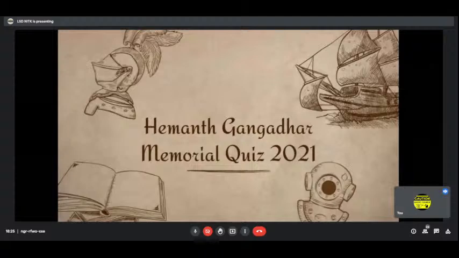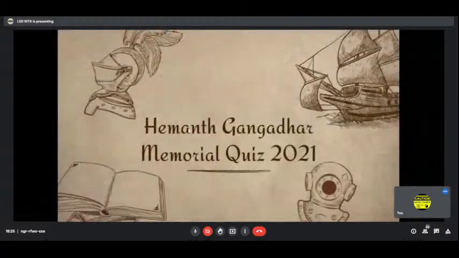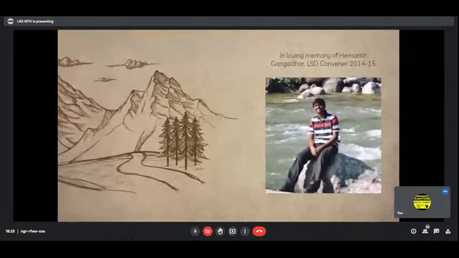To begin with, we'll share a few words about Hemanth Gangadhar and pay our respects by maintaining a minute of silence. Hemanth Gangadhar was a very motivated and inspirational person for LSD in the past, and he served as a convener for LSD in 2014-2015, and went on to bag a seat at IIM Ahmedabad immediately after college. Unfortunately, we lost him in a road accident when he was touring in Tanzania. Ever since, LSD has conducted the first quiz in his name as a memorial for him. So I request all of you to maintain a minute of silence and pay our respects.